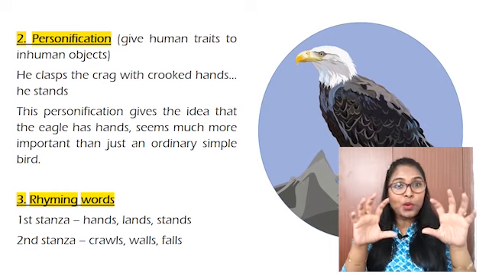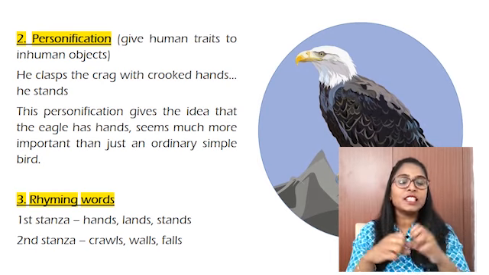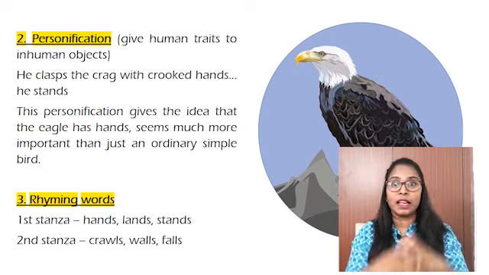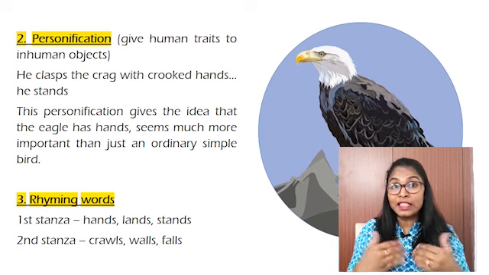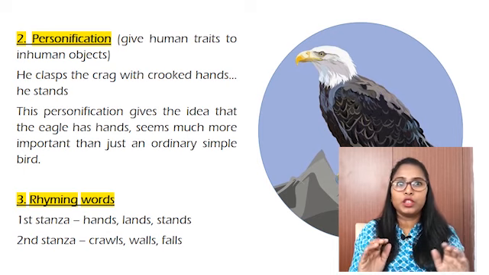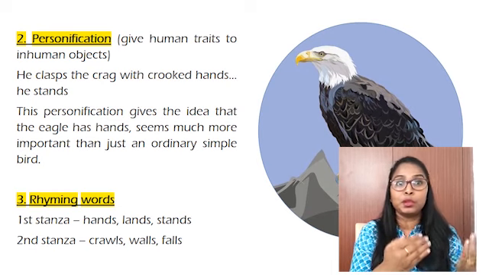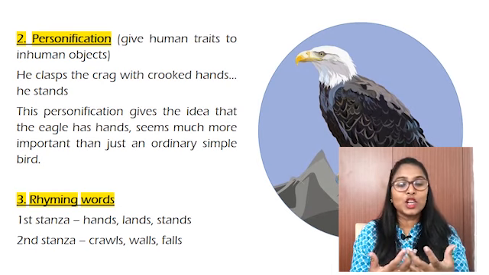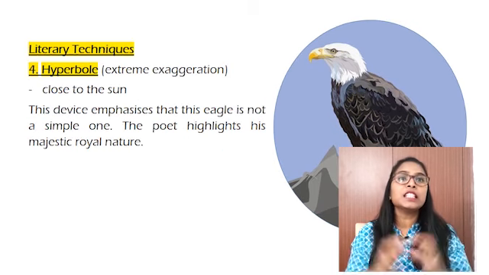So the poet is saying the eagle is holding the rocky cliff with his crooked hand, with his bent hand. So it is giving an idea that our eagle is not an ordinary bird. You cannot compare it with a simple bird. It is more than an ordinary bird. That's why it has hands-like features in its paws.